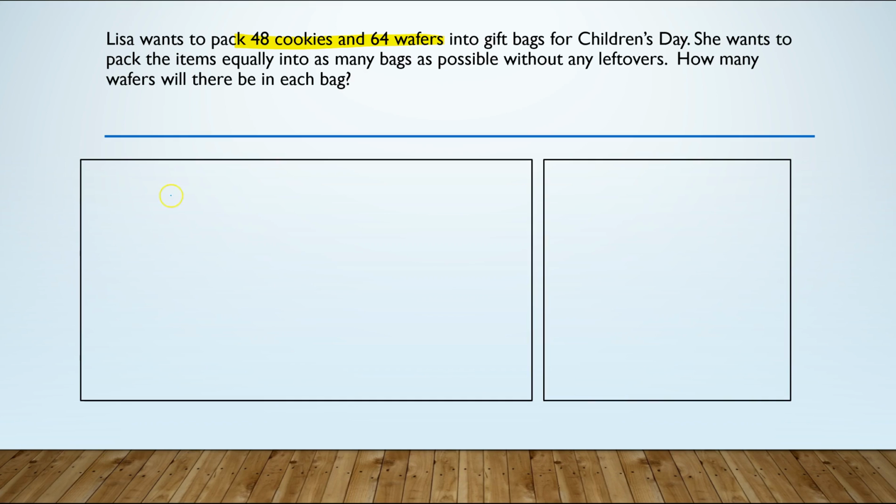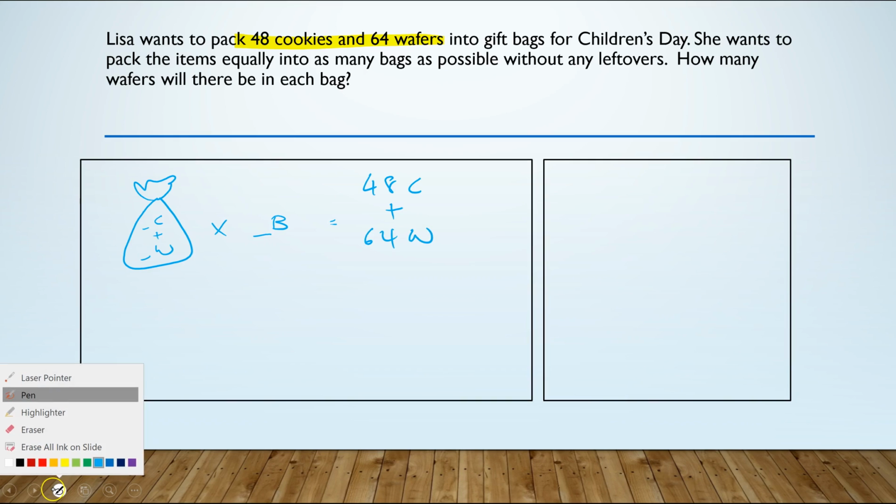So pictorially, if I were to represent this bag, right, it would be a certain number of cookies plus a certain number of wafers times a certain number of bags, okay, which will give you a total of 48 cookies and 64 wafers. So this concept is quite simple to them, but to get from here to what we want is a bit of a stretch for them in terms of their thinking. So by now, the children would have been puzzled.